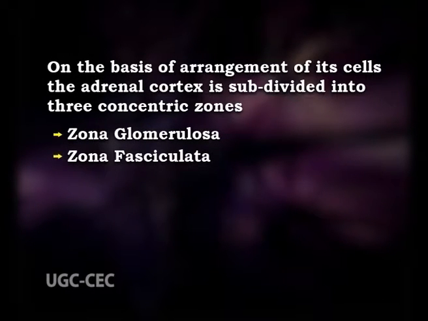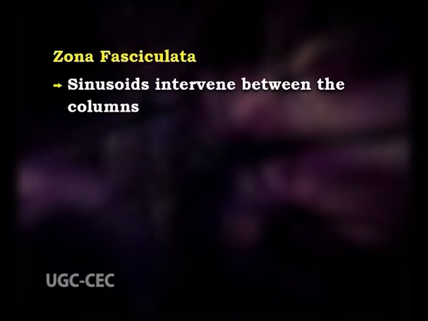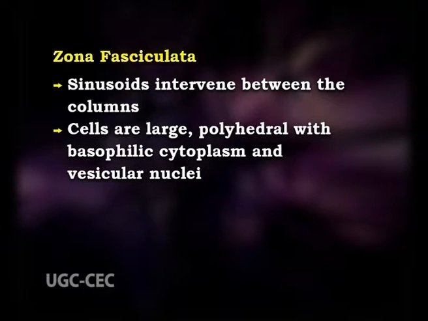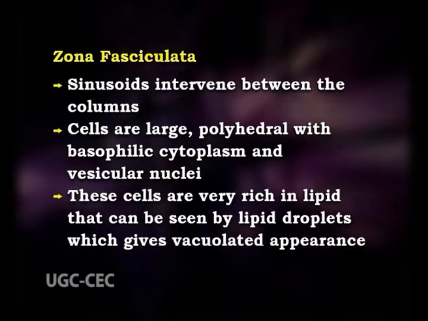Second zone is zona fasciculata. It forms the middle 3/5 of the cortex. The cells are arranged in straight columns which are 2 cells thick. Sinusoids intervene between the columns. Cells are large, polyhedral with basophilic cytoplasm and vesicular nuclei. These cells are very rich in lipid that can be seen as lipid droplets, which gives a vacuolated appearance.